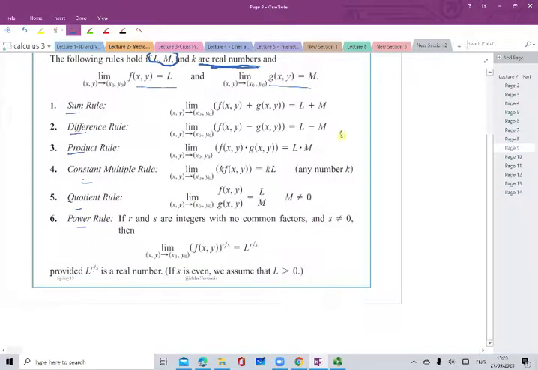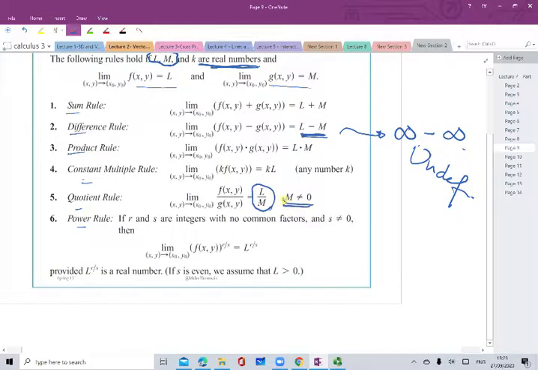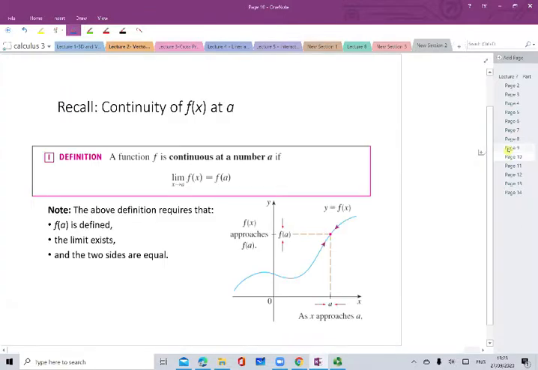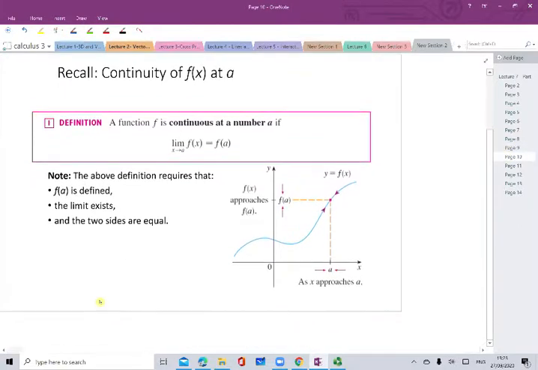One of these cases here: if L and M turned out to be negative and negative, can I say that the limit exists and is equal to infinity? Here actually this is undefined, and I need to use some other rules. Also here, when I say L and M, there is a condition that M is not equal to 0. But these rules apply when I have finite values. Okay, these can be useful in problems.